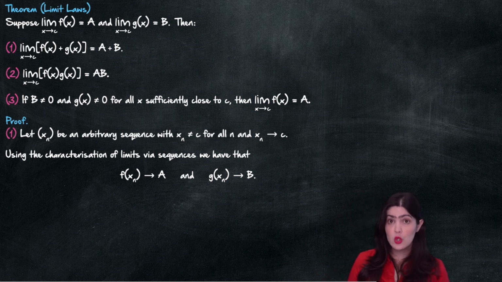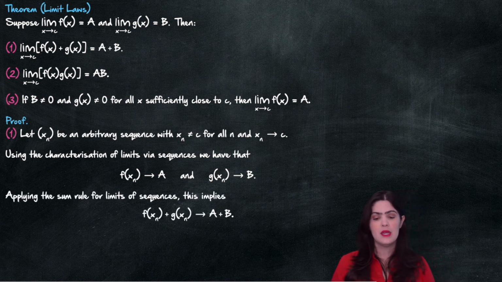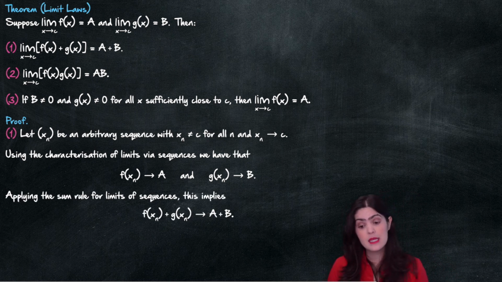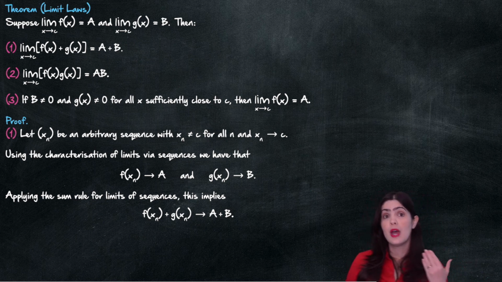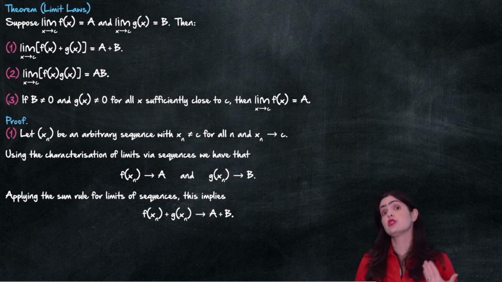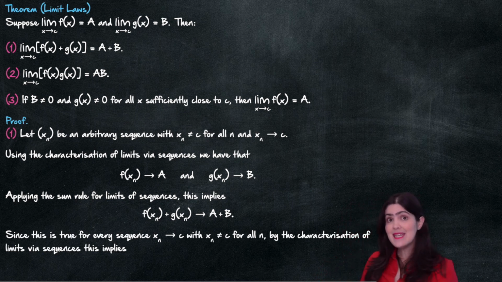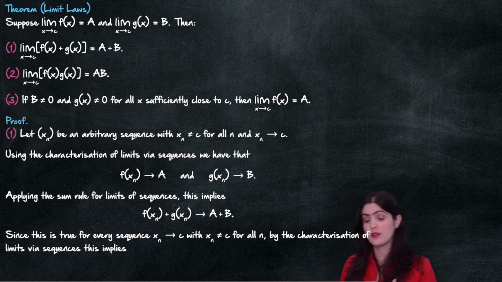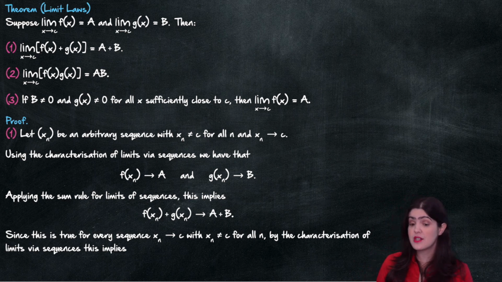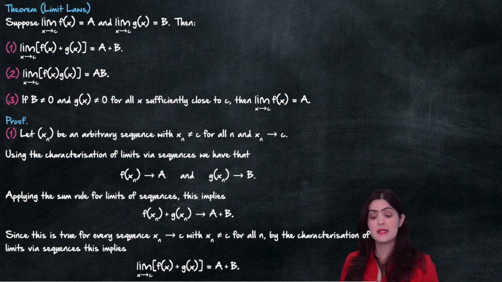Okay, so we have this. But then we can use what we know about the limit laws for sequences to finish the proof. You see, if we apply the sum rule for limits of sequences, this will imply, as we know, that the limit of the sum of two sequences is the sum of the limits. So f of xn plus g of xn converges to a plus b. But now, this is true for any sequence that I pick, as long as I know that the sequence xn converges to c and xn is different from c. So, by the characterization of limits via sequences, this will imply that the limit as x approaches c of f of x plus g of x is equal to a plus b.